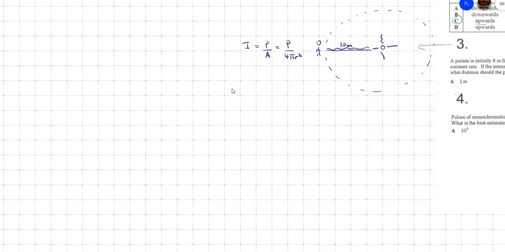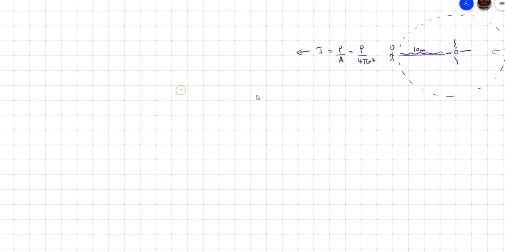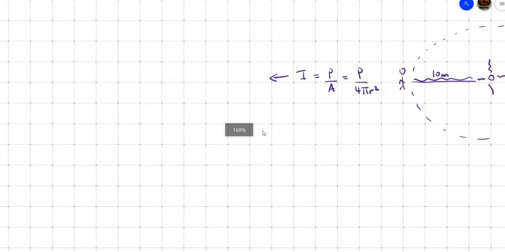Now what we want to know is the relationship between I and r. So the relationship is an inverse square law. You can see as the radius goes up, the intensity goes down. That's why the further you go, the intensity gets less and less, by the square.